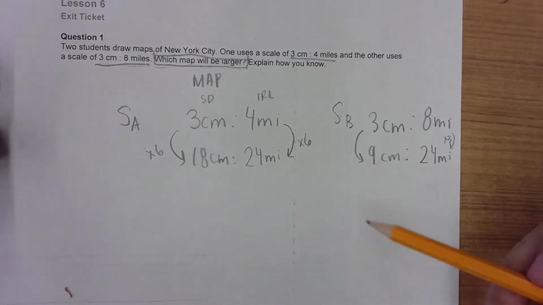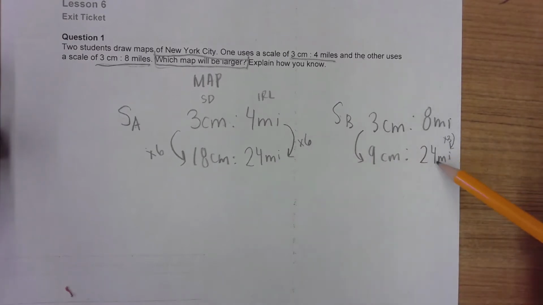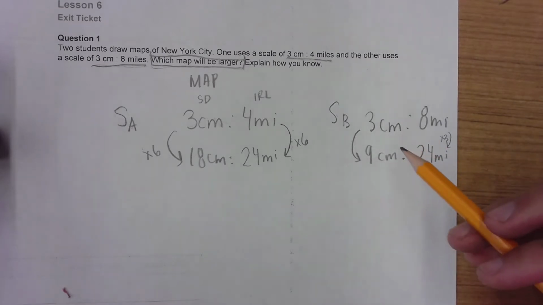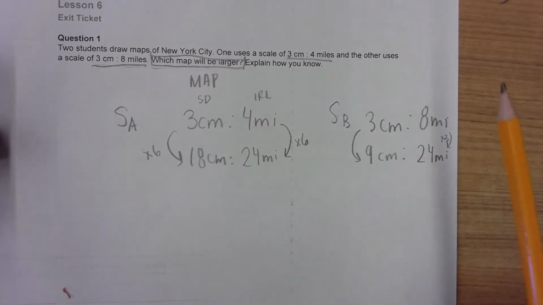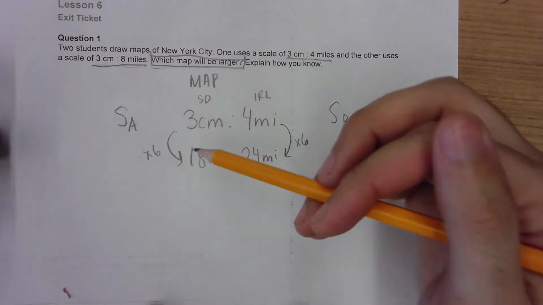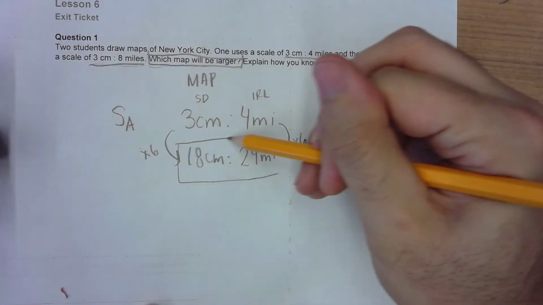We need to determine, when comparing actual values that are the same, in this case 24 miles, which one of these scholars will have the largest amount of centimeters to represent it. Now, when both are 24 miles, we know that Scholar A needs 18 centimeters, whereas Scholar B needs 9 centimeters. So Scholar A's map will be larger.